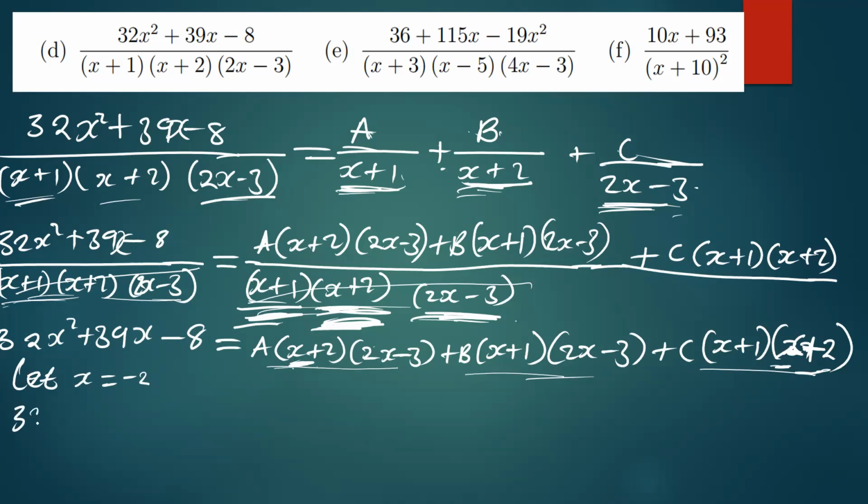So we're going to have 32 open brackets, we put -2 squared, and then we have plus 39, then we have -2 there, -8. Then we say this is equal to, when I put -2 there, this will be -2 plus 2, that will be a 0. 0 times everything here, this will give me a 0.